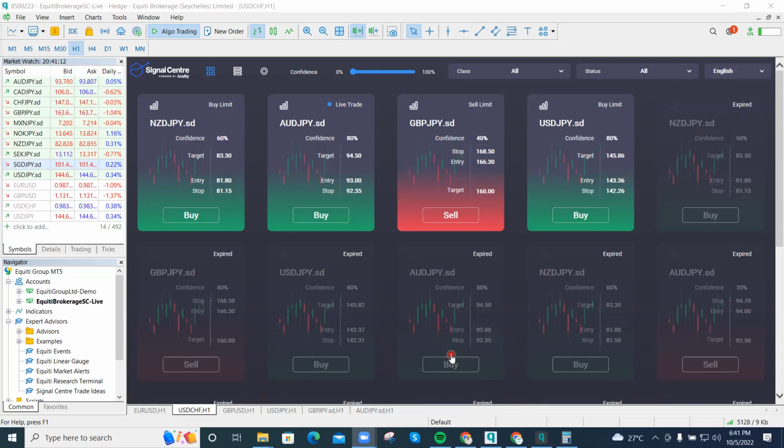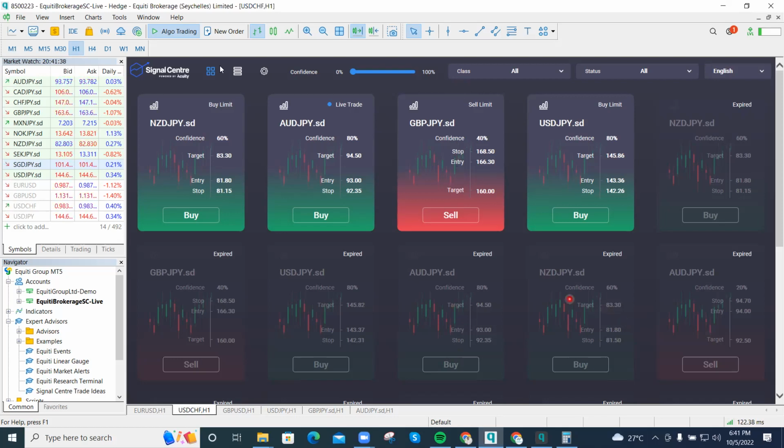A lot of people have been calling and asking how they can use the Signal Center to place trades, and how they can use it very effectively. So in this video, I'm going to answer all of those questions. But before we jump straight to using the Signal Center effectively, I would like to explain some features that are on the Signal Center.